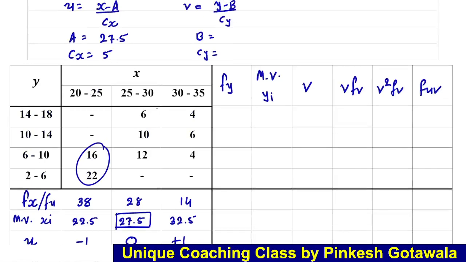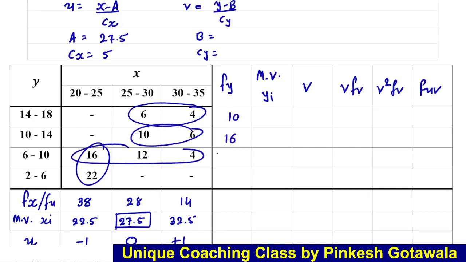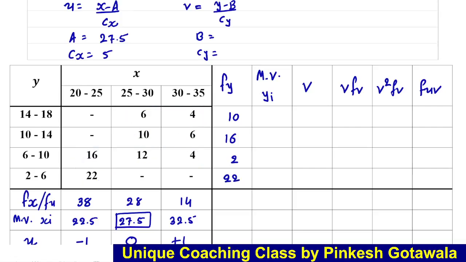Frequency of y: 6 plus 4 is 10, 16, 16 plus 4 is 20, 20 plus 12 is 32, and 22. Next column mid value: 14 to 18, mid value would be 16, here 12, here 8, and here 4. Now we should suppose any center number. So here which is center, 12 and 8, so both are in center. So let's go with this. Okay, suppose it is our b, and then our cy, the class interval difference between classes, that is 4.